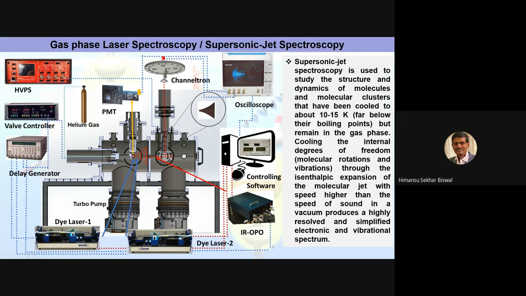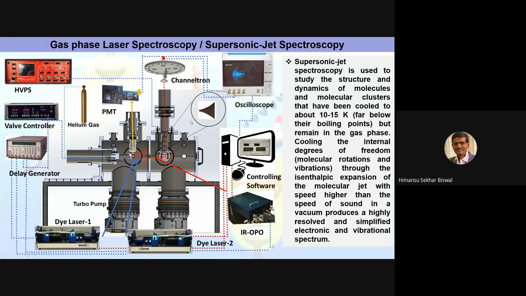Before doing this ionization, we can also do fluorescence. We can collect the total fluorescence using the PMT, photomultiplier tube. So here we'll have the mass selectivity. Once we know the mass in the oscilloscope, we'll have the mass signal.